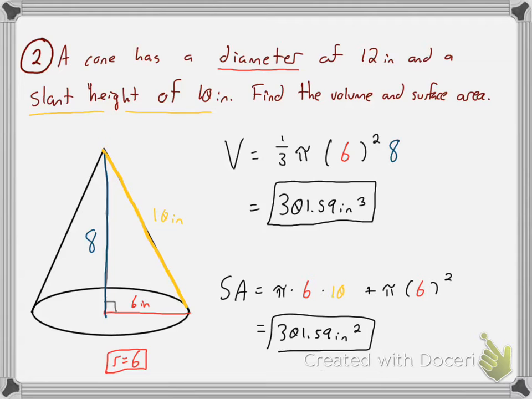301.59 inches squared. Keep in mind, this is kind of random how it worked out, but the volume and surface area are two different measurements. Again, think of volume as like filling something up. So here, like I'm filling up an ice cream cone. Surface area is I'm wrapping that cone. Okay, so two totally different measurements.